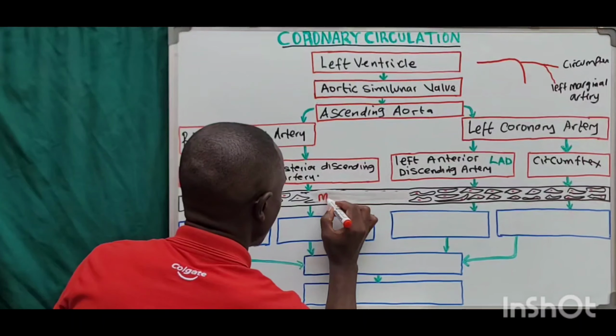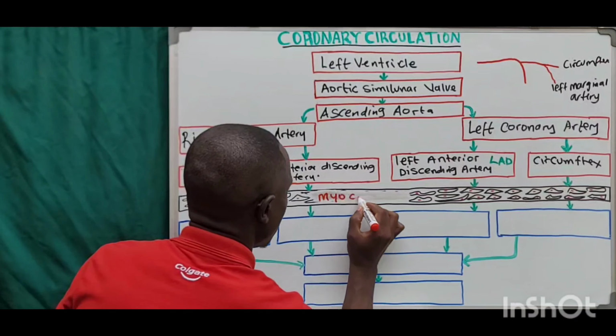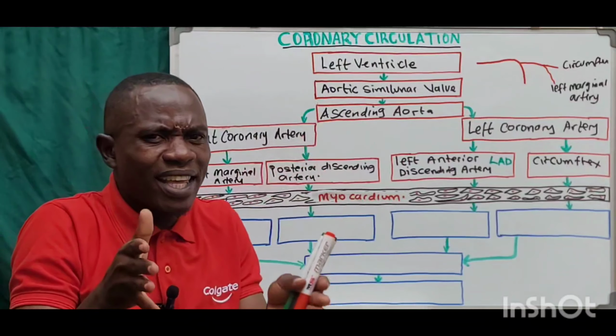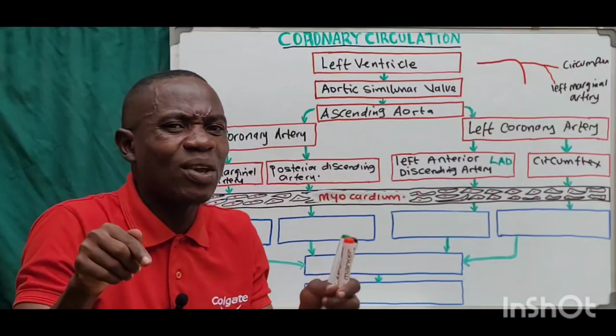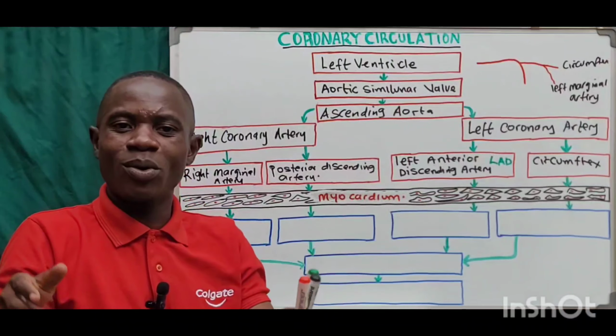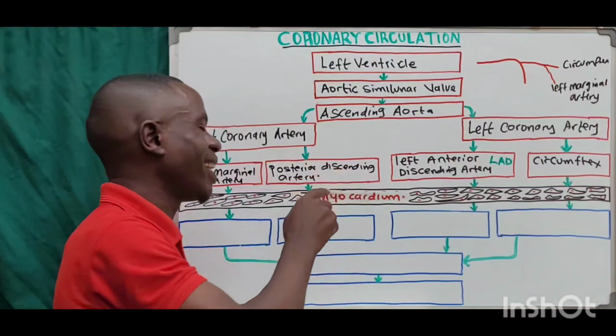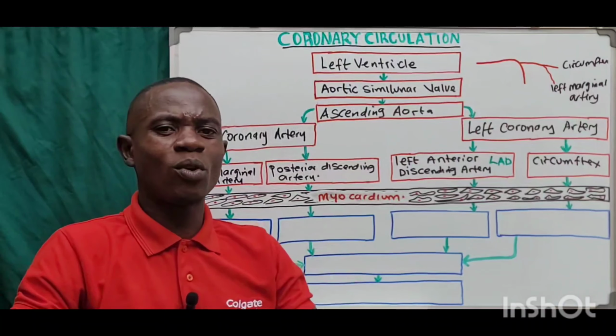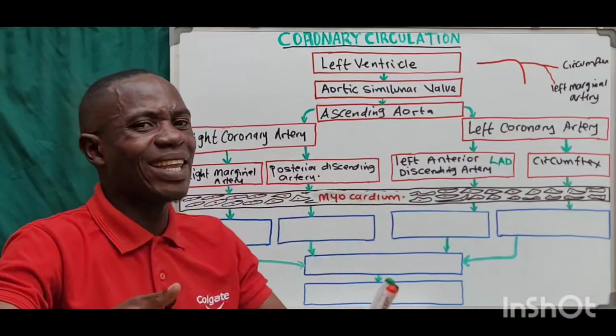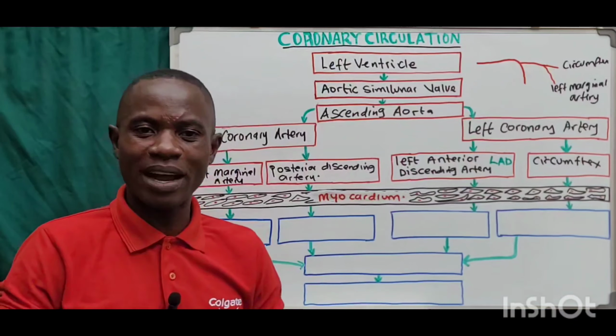Okay, so this one here is the myocardium, and all these are supplying the myocardium. Now, what is very beautiful is that the right marginal artery will further break into right marginal arterioles, and then eventually into capillaries. Again, the same happens with the posterior descending artery. It will also break into posterior descending arterioles, and then eventually capillaries.